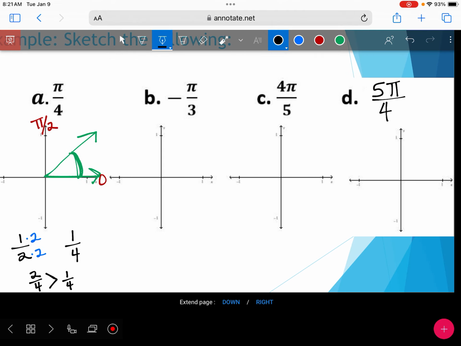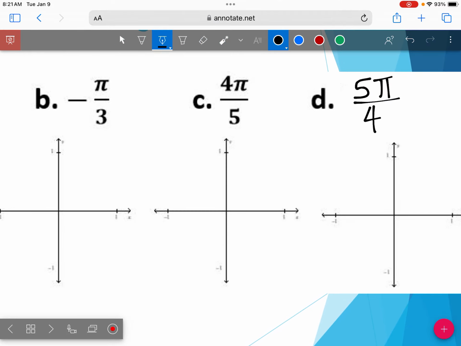Okay, let's go ahead and do question C. So we have 4 over 5. So show me with your fingers what your guess is. What quadrant do you think 4/5 is going to fall in? 1, 2, 3, or 4? So 4/5, do you think it's more than 1/2 or less than 1/2? More? Who says it's more? It is. It is more than 1/2.